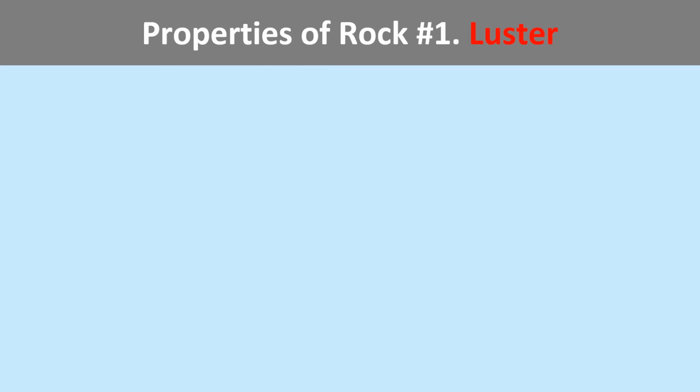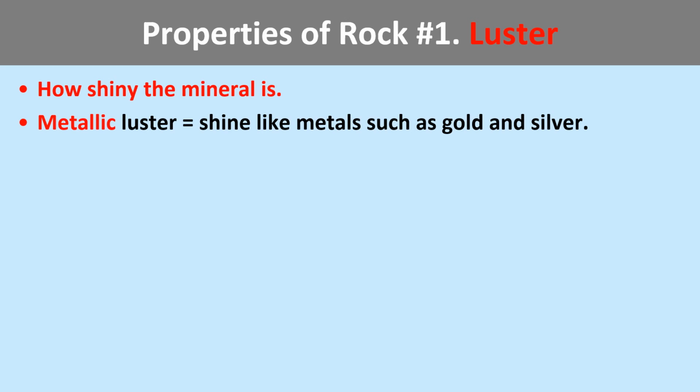Although there are a lot of types of properties of rock and mineral, we're going to look at only a few today. The first one is luster. Luster is a fancy way of saying that things are shiny. So how shiny the mineral is, this is the definition. Second, metallic luster means it shines like metals such as gold and silver. And when it comes to description of luster, there are several. Pearly type of luster is kind of foggy, like the quartz example we're going to see.